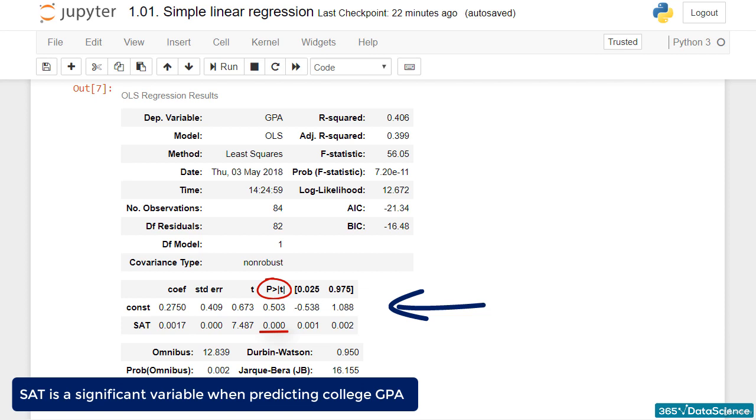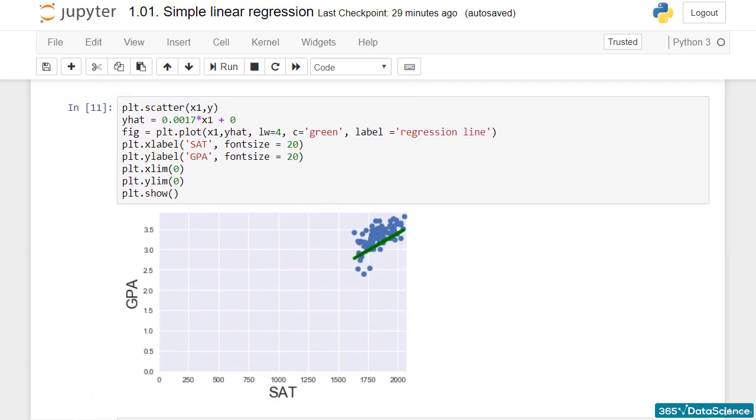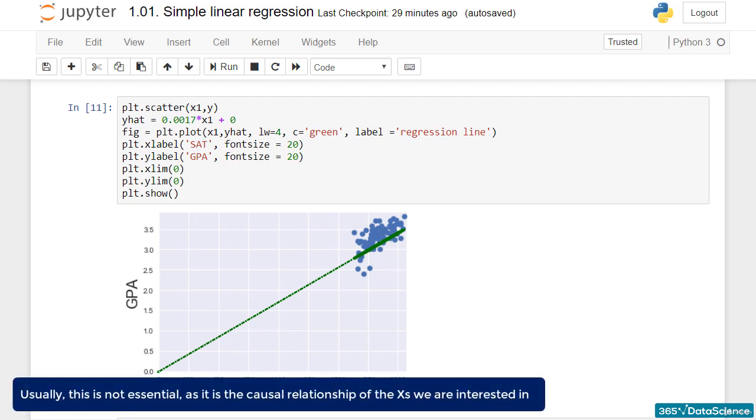What you may notice is that the intercept p-value is not 0. Let's think about this. Does it matter that much? This test is asking the question, do we have enough statistical evidence that the intercept differs from 0? Graphically, that would mean that the regression line passes through the origin of the graph. Usually, this is not essential, as it is the causal relationship of the x's we are interested in.